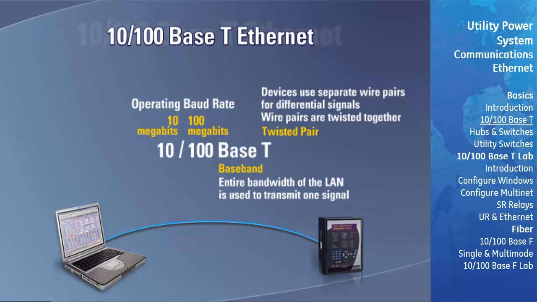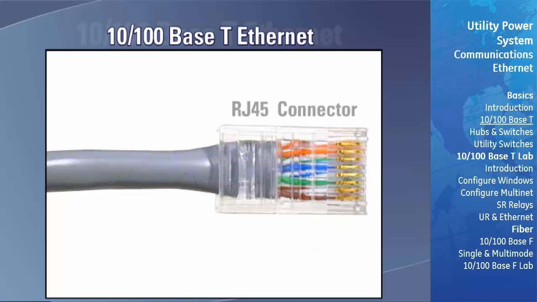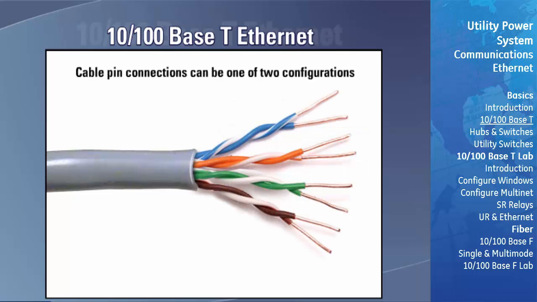Let's start with the configuration of the communication cable itself. The cable consists of 4 pairs of wires terminated in RJ45 connectors. The maximum length of the cable is 100 meters. The cable pin connections can be one of 2 configurations. The first is called a straight-through cable, and the second is called either a crossover or patch cable.